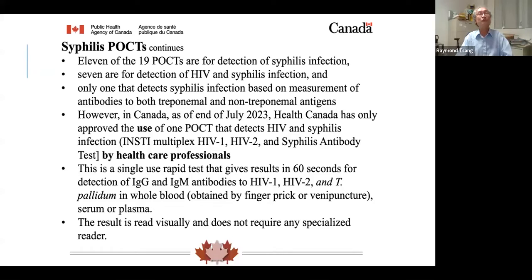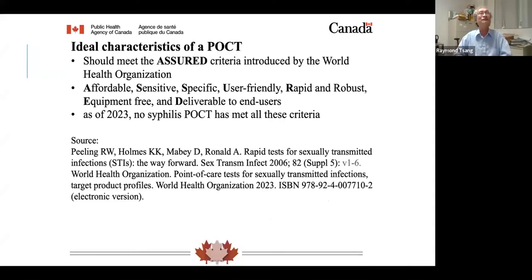In Canada, as of the end of July 2023, Health Canada has only approved the use of 1 point-of-care test that detects HIV and syphilis infection, and it's meant to be used by a healthcare professional. This test is the INSTI Multiplex HIV-1, HIV-2, and Syphilis Antibody Test. This is a single-use rapid test that gives results in 60 seconds for detection of IgG and IgM antibodies for both HIV and Treponema pallidum in whole blood, serum, or plasma. The result is read visually and does not require any specialized reader. I want to add that this particular test only measures antibodies to the Treponema antigen.